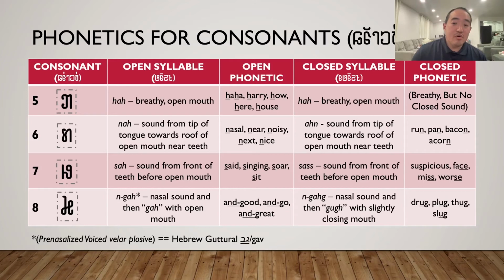Now for the closed syllable, it's pronounced sus, right? It'll be sa, sus. The sound is produced in the same area in front of the teeth before the open mouth, and in the closed syllable the mouth closes. You'll hear this in the word suspicious, and then face, or miss, or worse. That's how you produce the closed syllable for the consonant sa, sus.